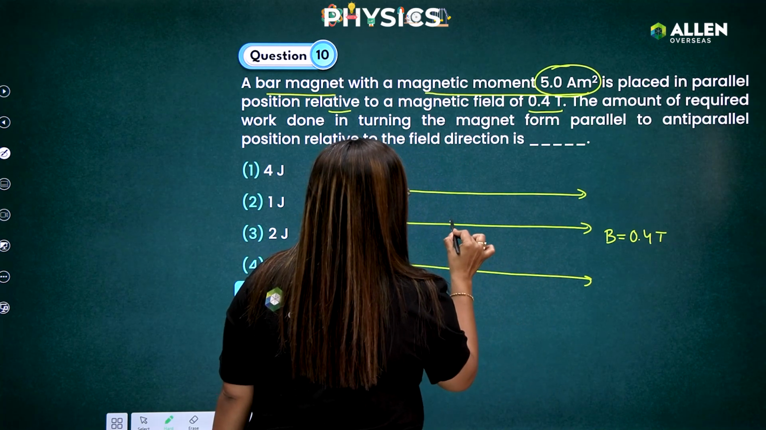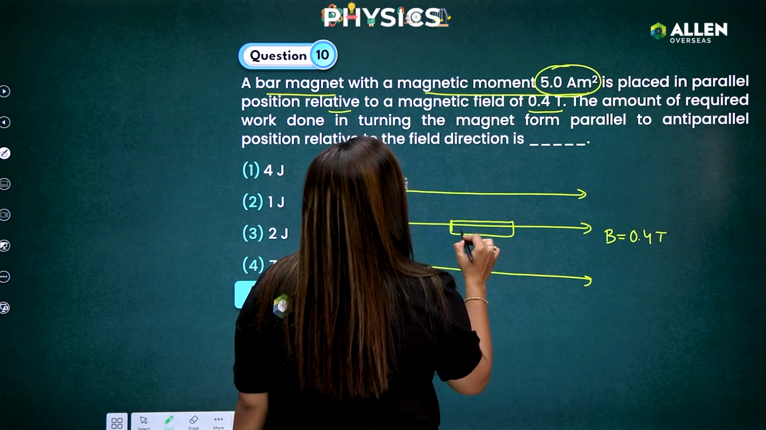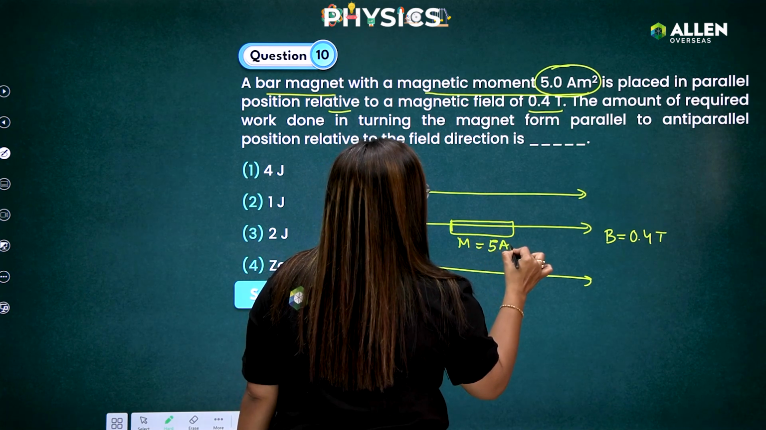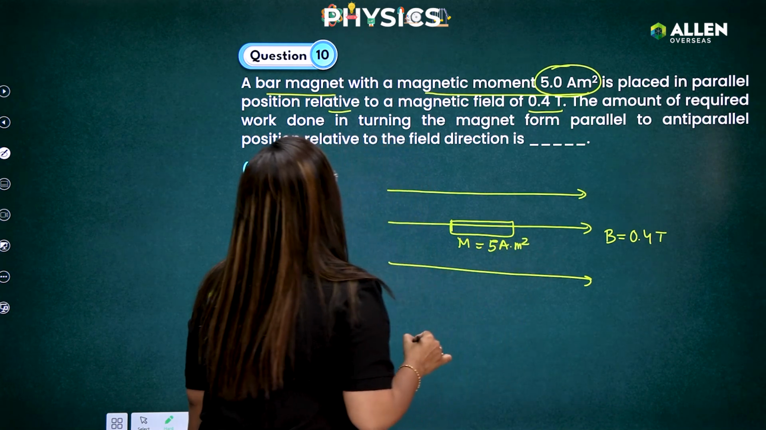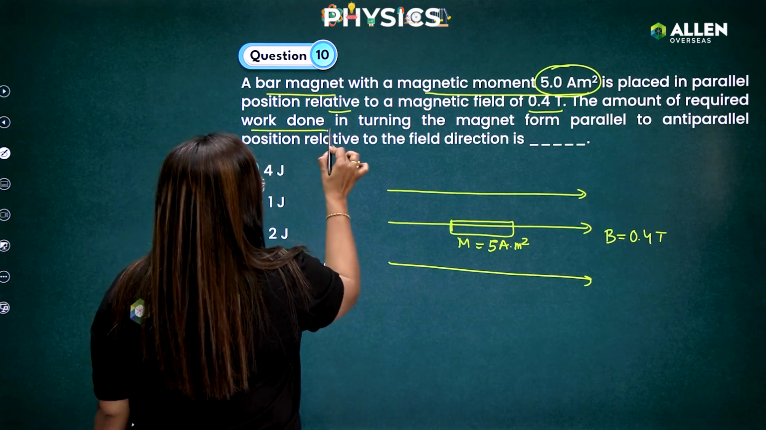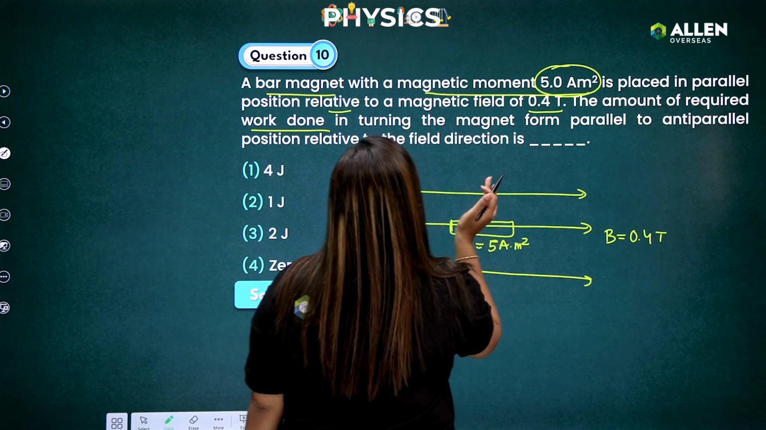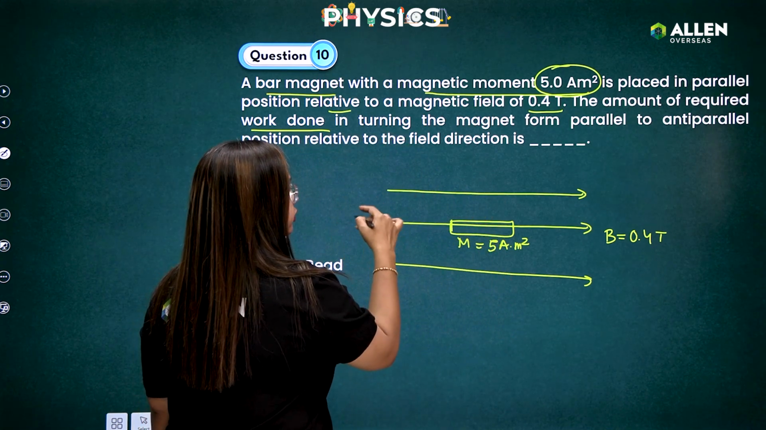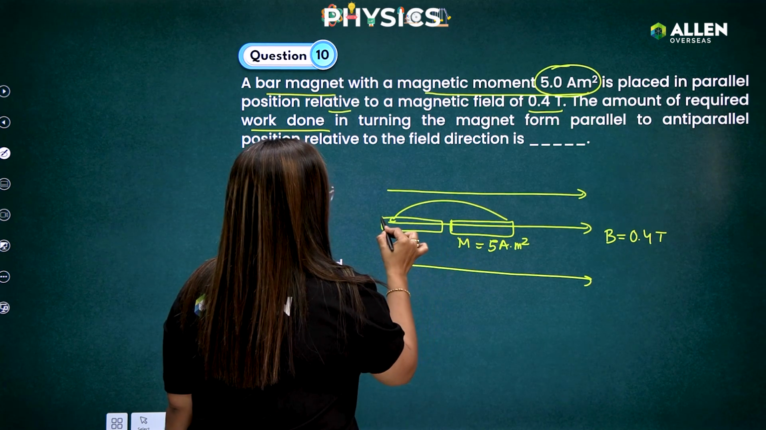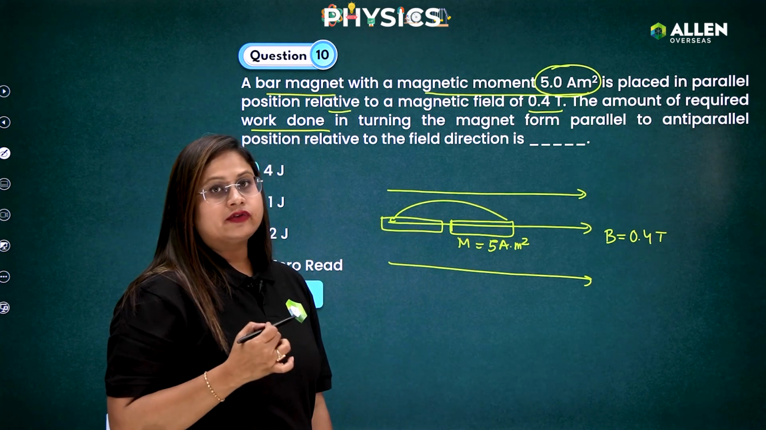And the bar magnet has been placed in such a manner, having a magnetic moment M equal to 5 ampere meter square. And we are required to find out the amount of work done in turning the magnet from parallel to anti-parallel position relative to the field direction. You just want to reverse this magnet in this manner. So how much work needs to be done?